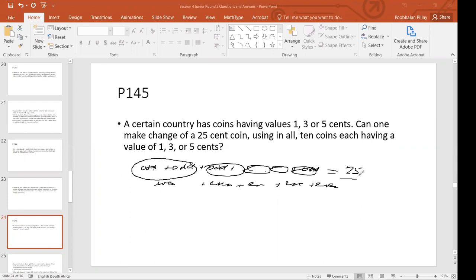Which is impossible. It's a contradiction. So therefore, our assumption that you can get 10 odd numbers adding to 25 is false. Therefore, you cannot make such a change. You see, that's the argument. Just understand the logical argument in this. Assume the opposite and come to something which is impossible. And then you say, the assumption that I made is false.